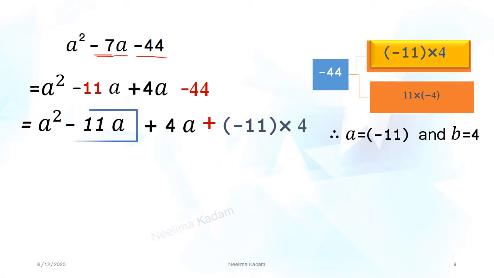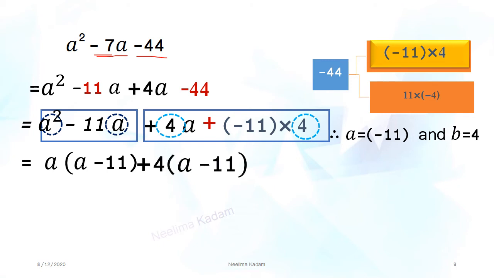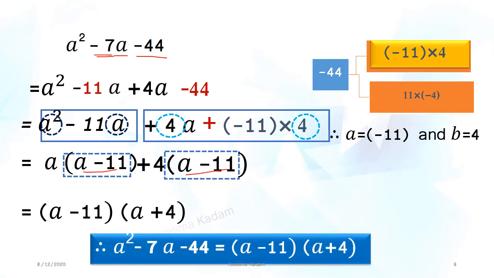Now in first these two terms and these two terms. Okay. Here a common. Here 4 will be common. That is equal to a into a minus 11. Here 4 common plus 4 into a minus 11. Again a minus 11 common. See here. Therefore a minus 11 and remaining a plus 4. Therefore the factors of a square minus 7a minus 44 is equal to a minus 11 and a plus 4.